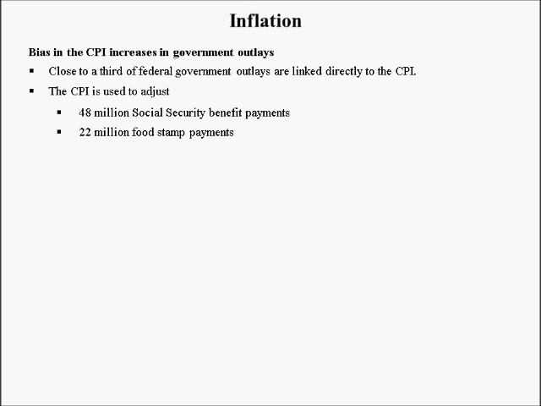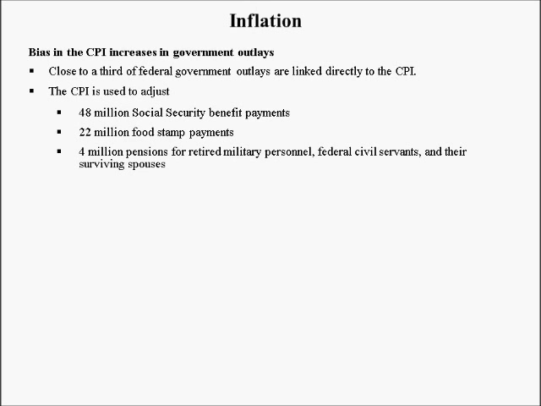So the CPI is used to adjust 22 million food stamp payments back a couple years ago, 4 million pensions for retired military personnel, federal civil servants, and their surviving spouses. Again, this is a number back before the recession. And the budget for 27 million school lunches.